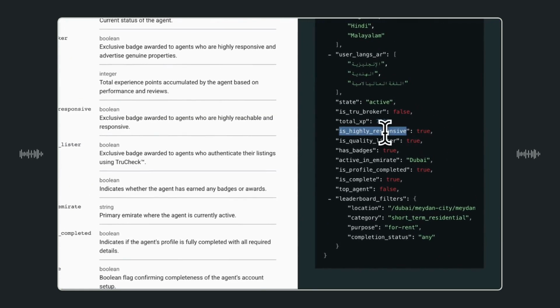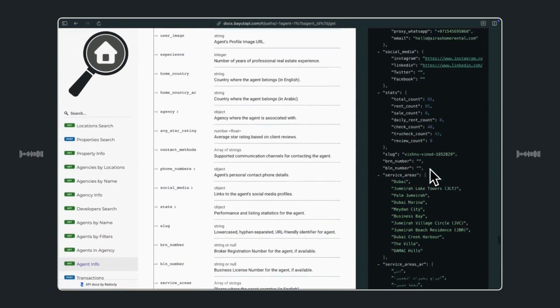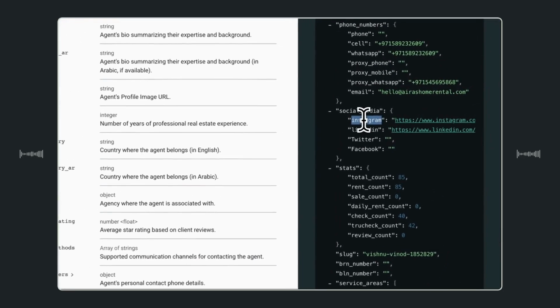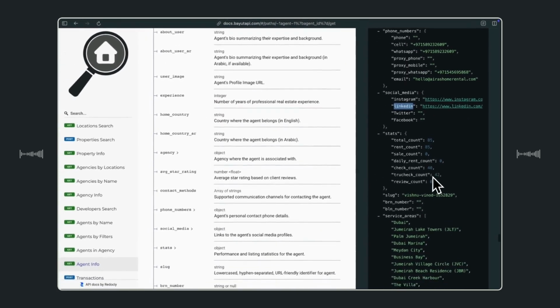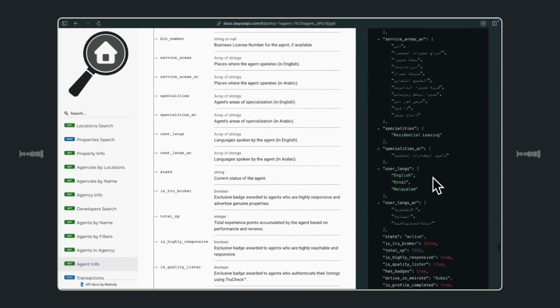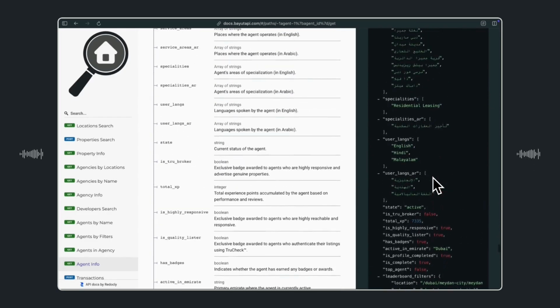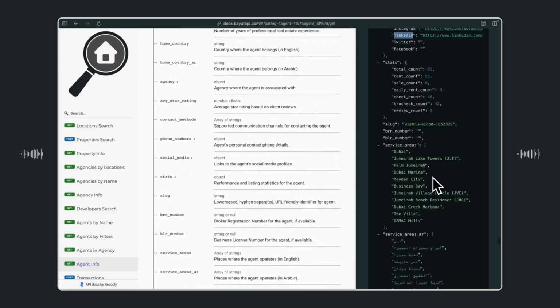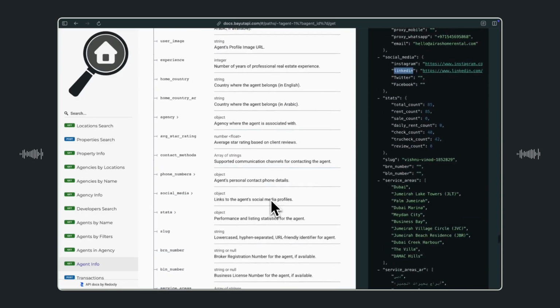Plus, it highlights important credentials. Are they highly responsive? A quality lister. You can even find their social media links like Instagram or LinkedIn. This isn't just data, it's a glimpse into the agent's professional reputation and reach. It helps you choose a trusted partner for your property journey and gives you a sort of 360-degree view of their professional footprint.